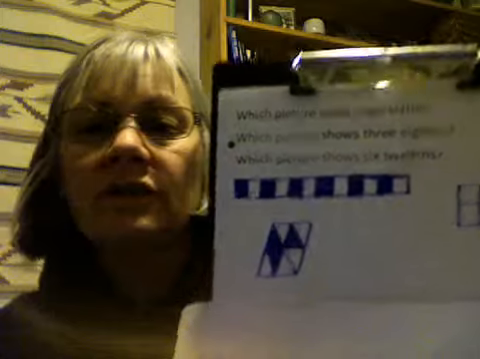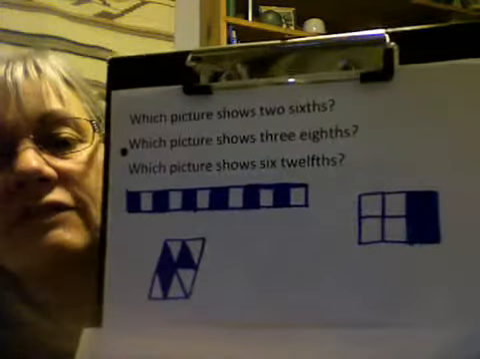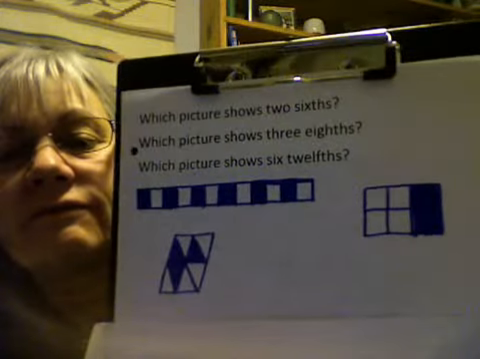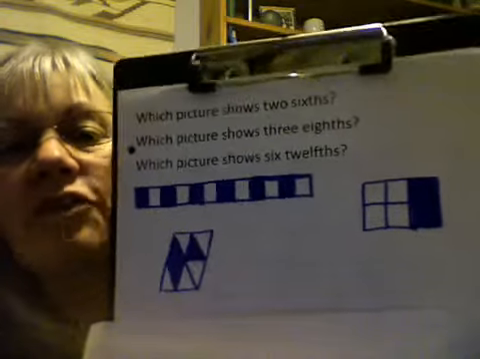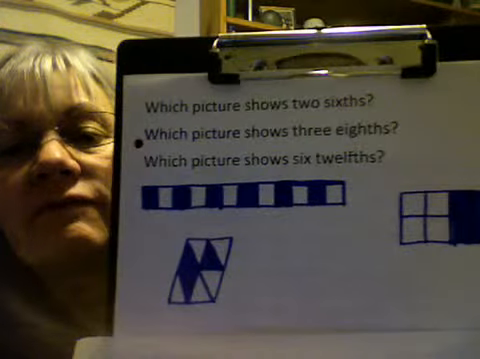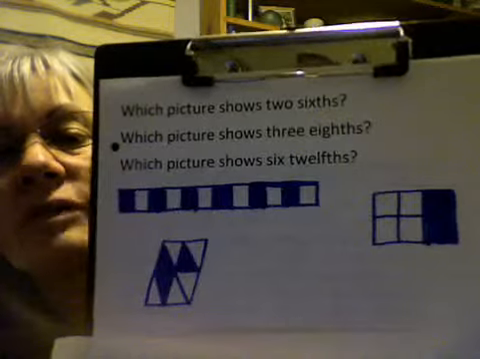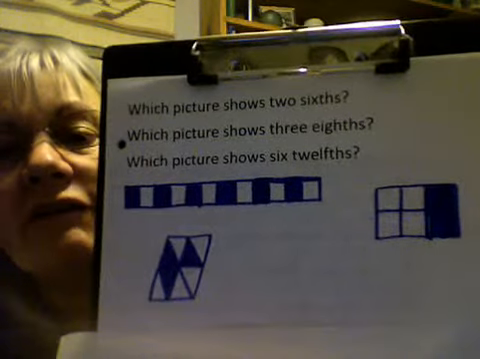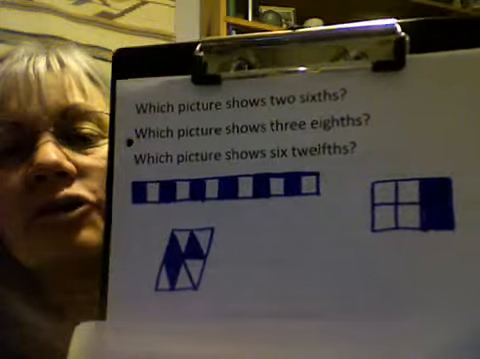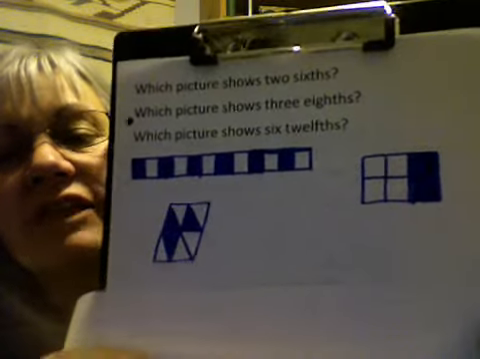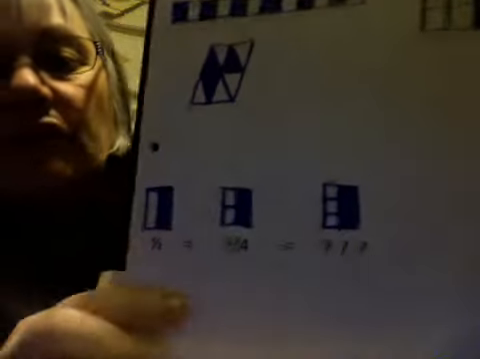Here are some pictures, and you'll need to decide which picture shows 2/6, which picture shows 3/8, and which picture shows 6/12. I'm sure you can count the colored parts and find the answers for those three. Next, we have some more equivalent fractions that have pictures to go with them.